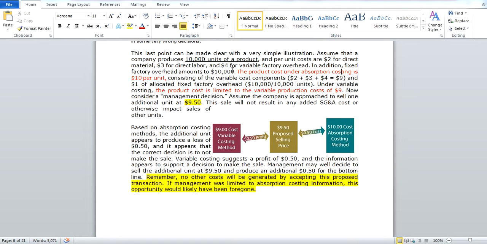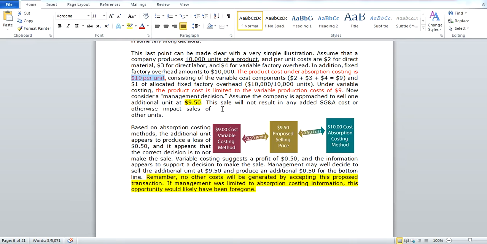Therefore, $10,000 divided by 10,000 units of output, we have $1 per unit of fixed factory overhead. So under the variable costing method, the product cost will be limited only to our variable costs, therefore $9. Under the absorption costing method, it will be $10. Okay, it'll be 2 plus 3 plus 4 plus 1. So $10 under absorption costing and $9 under variable.